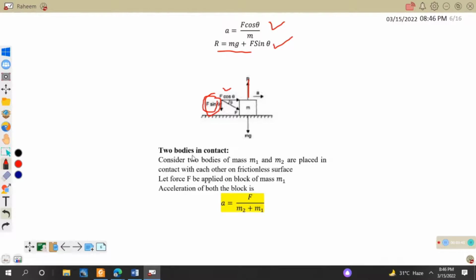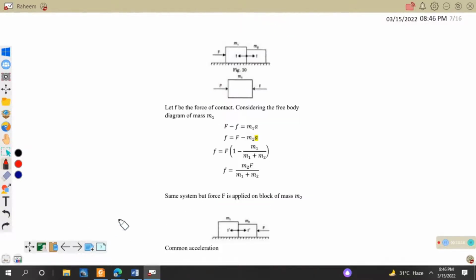When two bodies are in contact, consider two bodies of masses m1 and m2 placed in contact with each other on a frictionless surface, and let force F be applied on the block of mass m1. Because a single force is acting, both blocks will have a common acceleration, which is equal to a equal to F over (m1 plus m2). And now I look for their contact force.